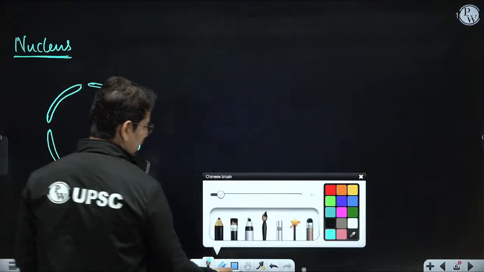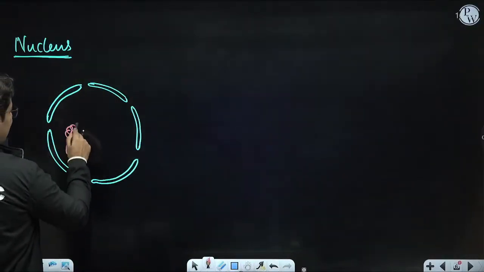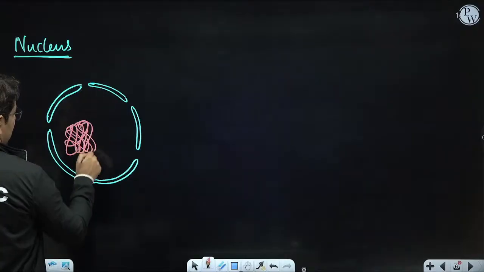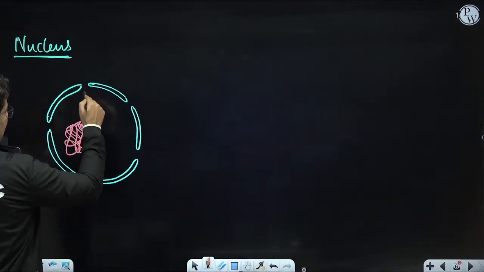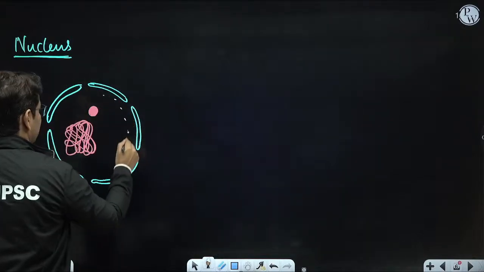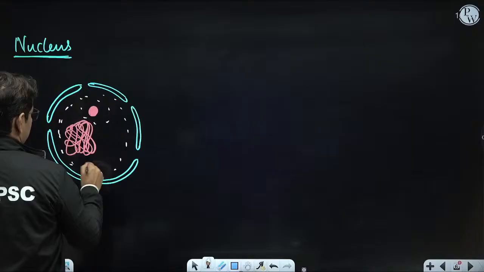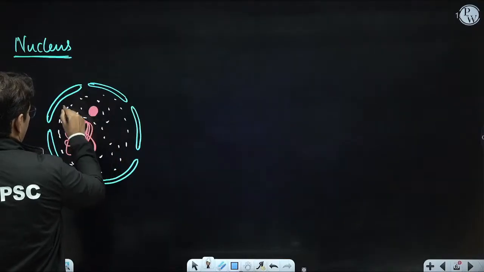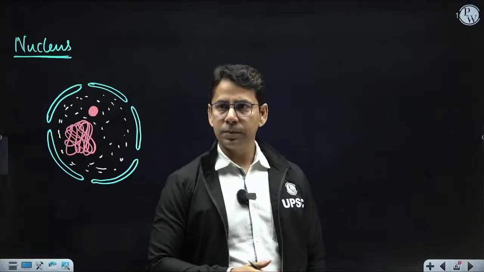And inside the nucleus, you will have an entangled thread-like structure. There would be one round structure, a denser one. And there will be a liquid present inside. This is the structure of the nucleus.